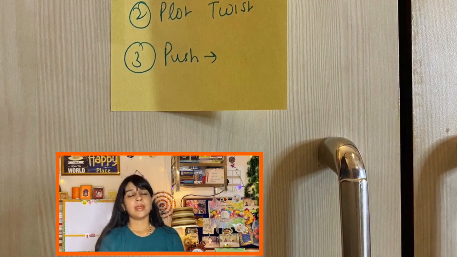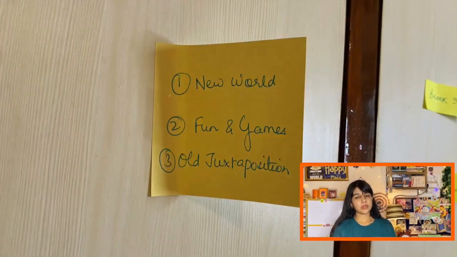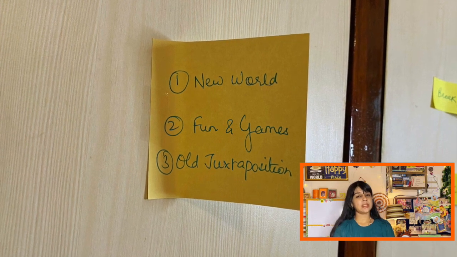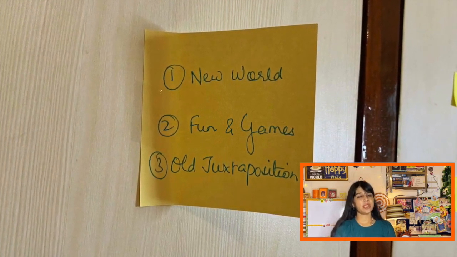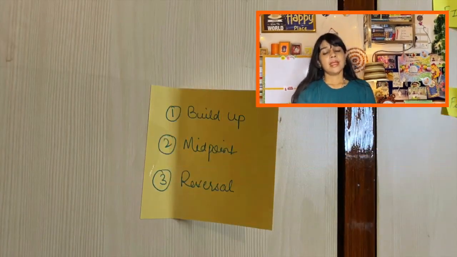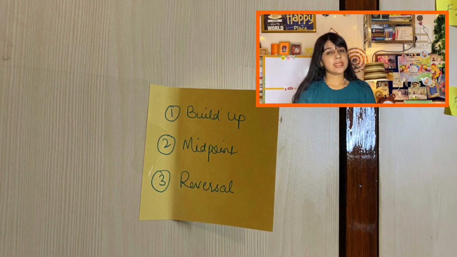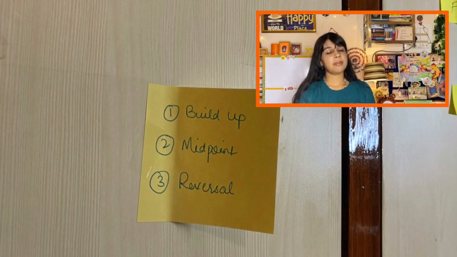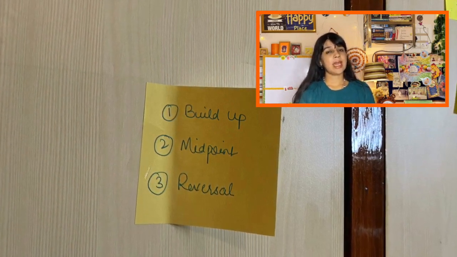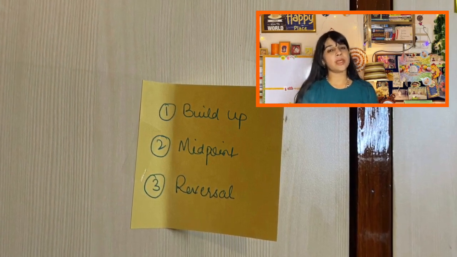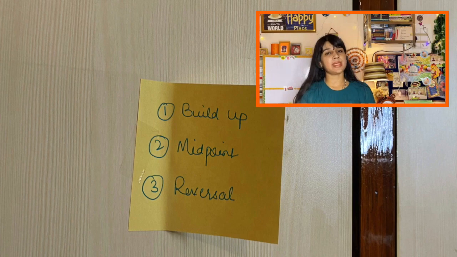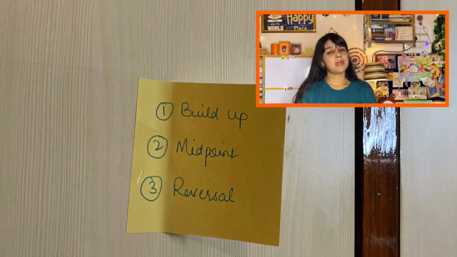Now the first set of 3 in act 2 includes the new world, the fun and games, and the old juxtaposition. That is a total transformation from the old to the new world. Then comes the next set of 3, that is build up, midpoint, something happens, and reversal. That is, the best or the worst of the situation changes to the worst or the best as the story goes on.